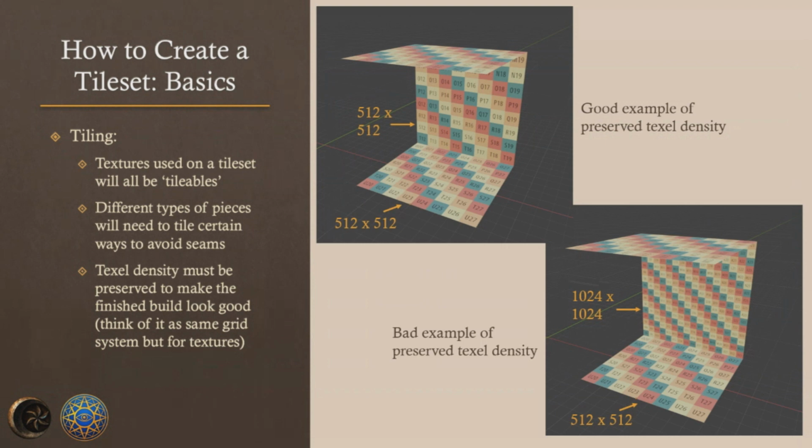Sometimes it'll just look ugly. It won't necessarily be that somebody will look at this and say, wow, why does that have more detail? They'll look at the floor and say, oh, why does that not have a lot of detail? You know what I mean? So you want to make sure your texel density is preserved.